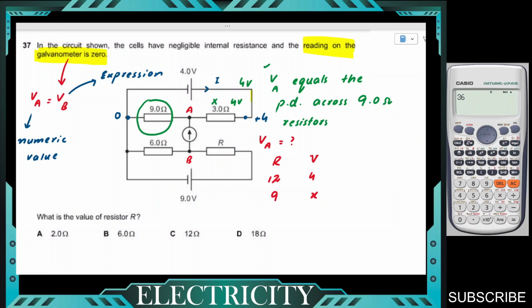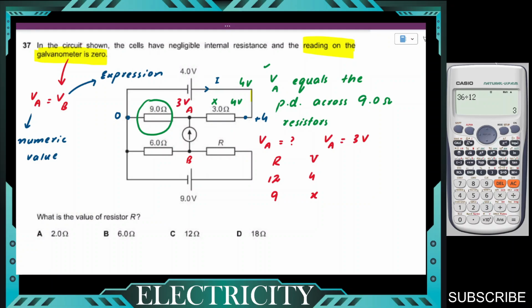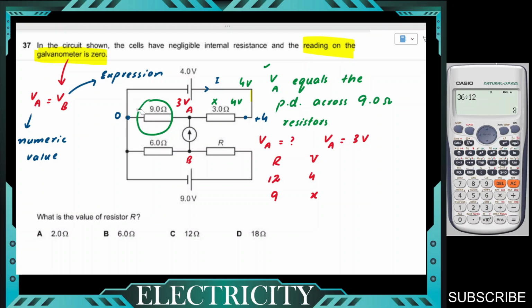Now 36 divided by 12, you should be getting 3. So 3 volts you get at the point A. So the voltage at A after cross multiplication is 3 volts. So 3 volts over here. So the orientation of the battery is very important. Let's find the potential at B.